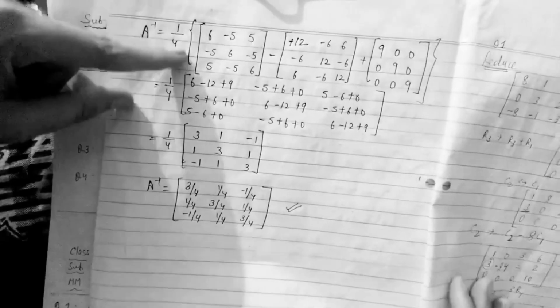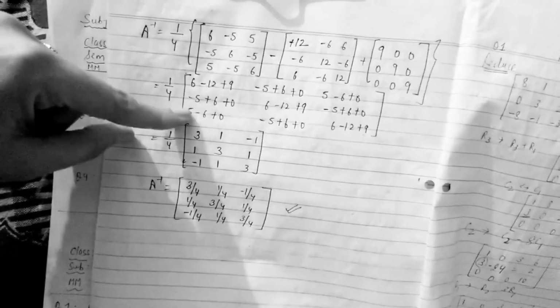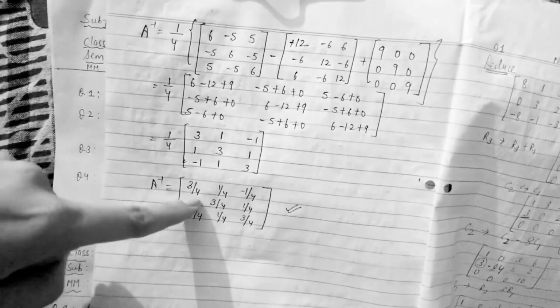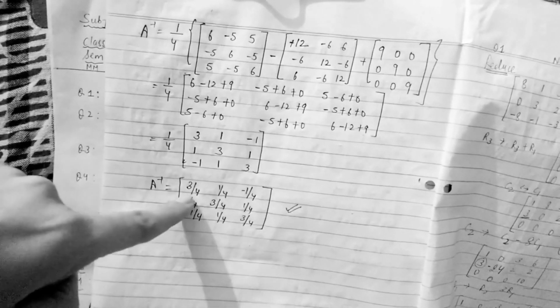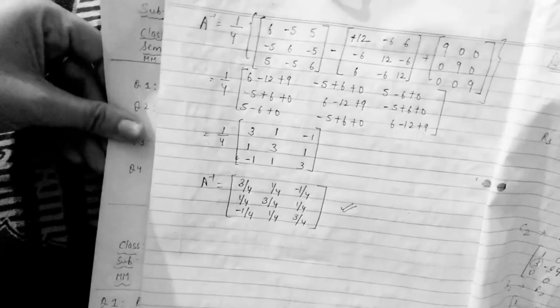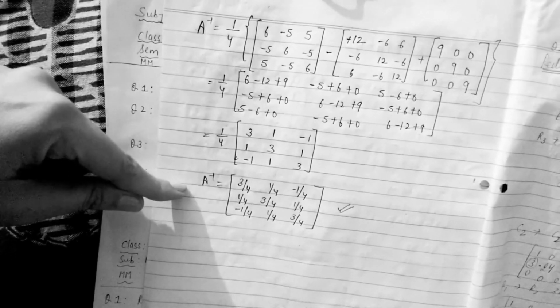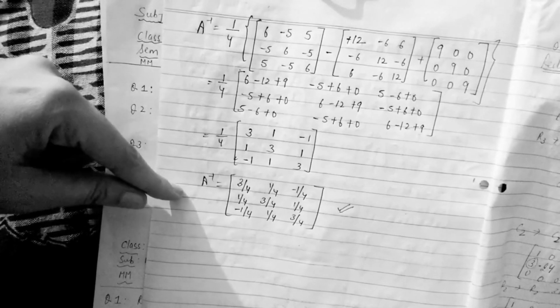You find it, and I am putting in all the values and simplifying, we get this. And taking 4 inside, I get 3 by 4, 1 by 4, minus 1 by 4, 1 by 4, 3 by 4, 1 by 4, minus 1 by 4 and 3 by 4. This is the inverse of the matrix. So this is the way you can find the inverse of a matrix using the characteristic equation, right?